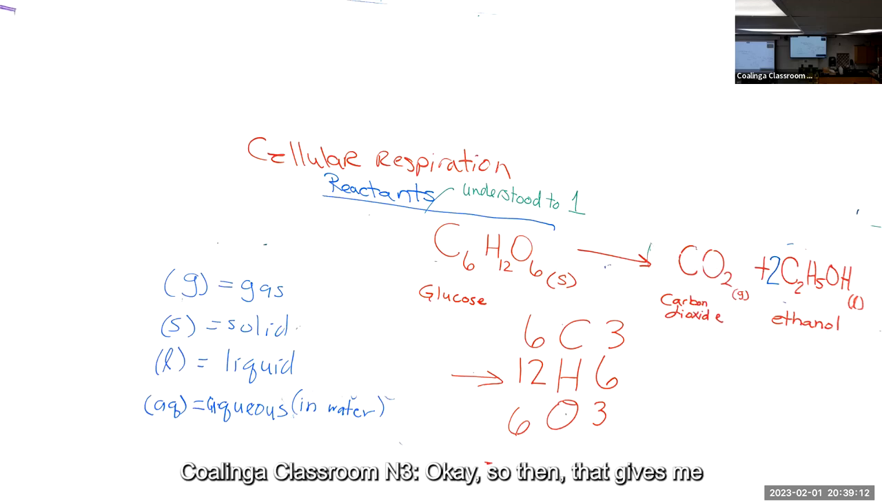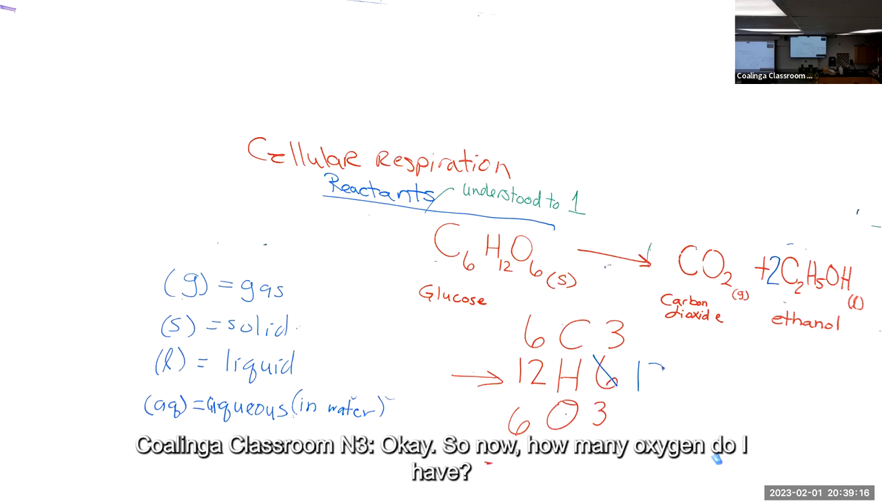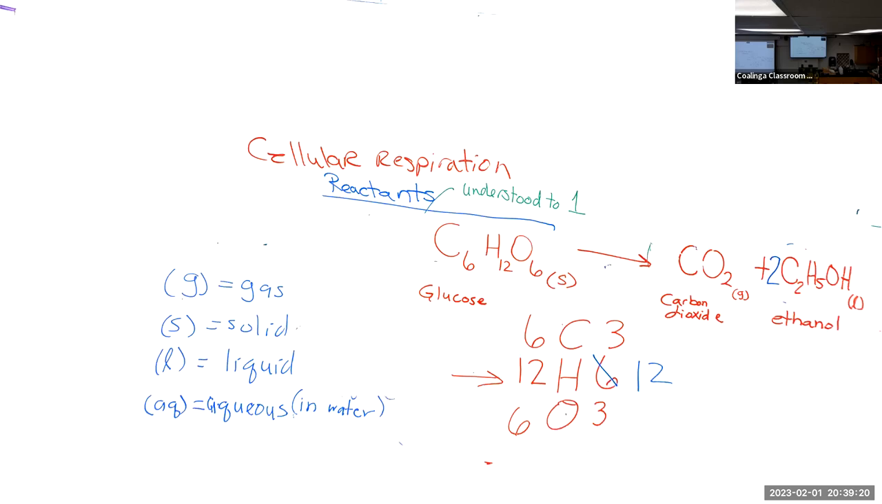Okay, so then that gives me 6 times 2 is 12. Okay, so now how many oxygens do I have? I have 2 times 1. So 2 times 1 is what? Plus 2, right? Because there's 2 here. So that's a total of?